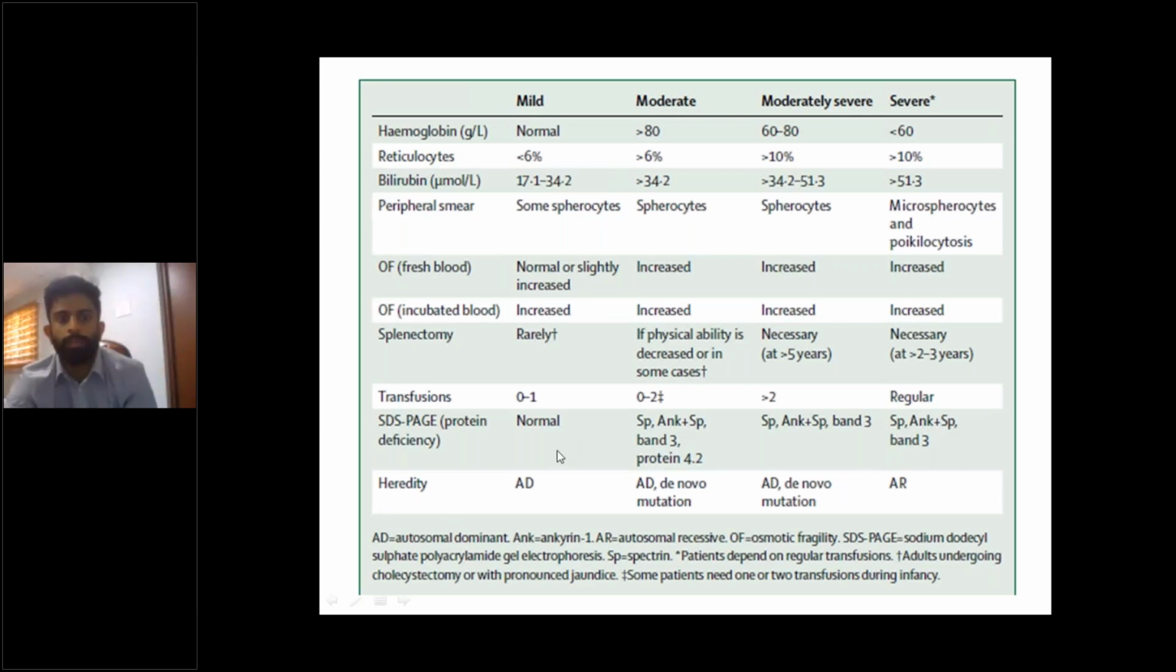Hereditary form is, in mild, autosomal dominant, in moderate it is autosomal dominant and de novo mutation, in moderately severe it's autosomal dominant and de novo mutation, in severe it is autosomal recessive. So that is the important thing in severe hereditary spherocytosis. It is autosomal recessive.